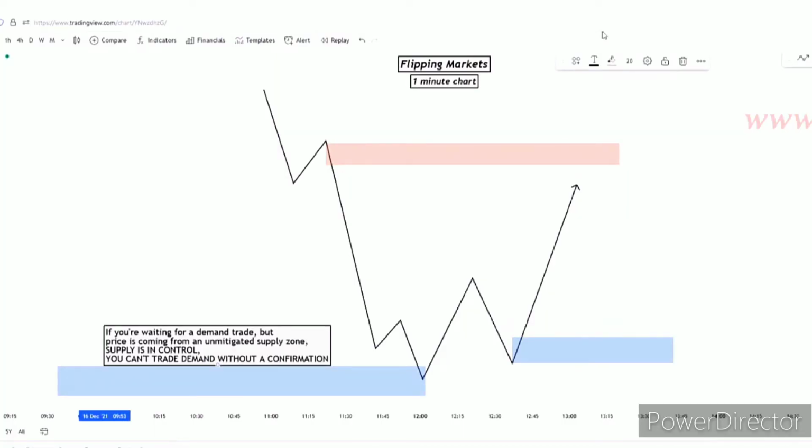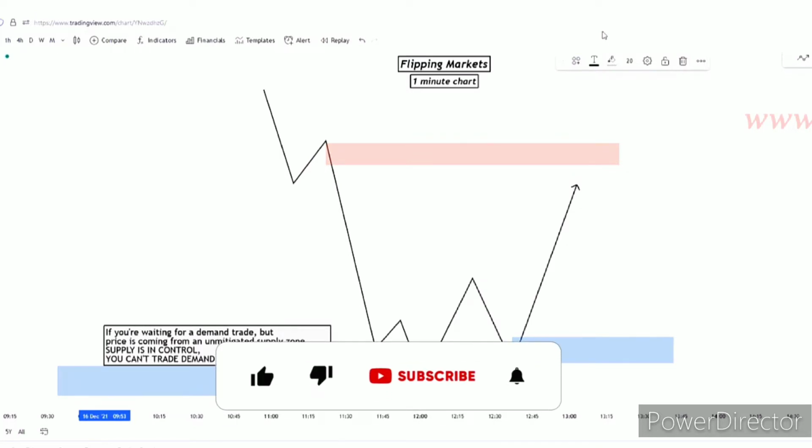This video will be about when you should wait for the confirmation entry and when you can use the risk entry. Okay, let's begin. You should always check if price is coming from an unmitigated zone or not.